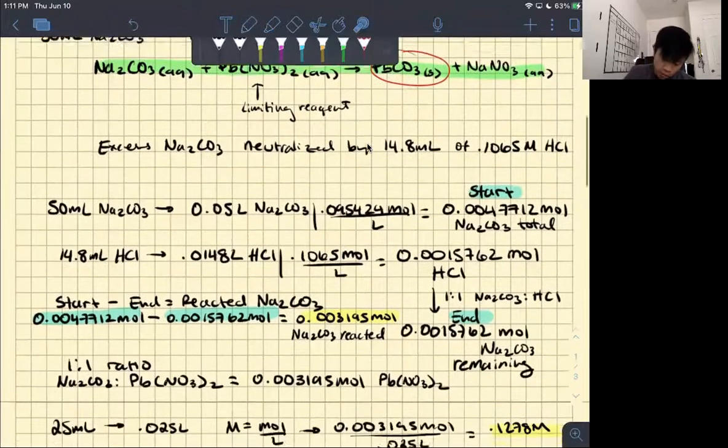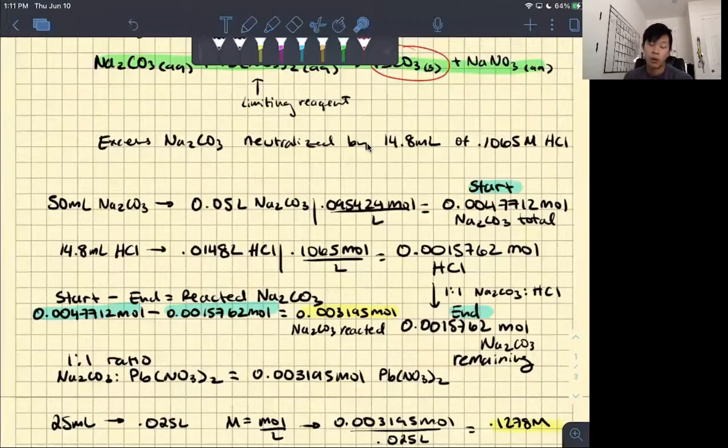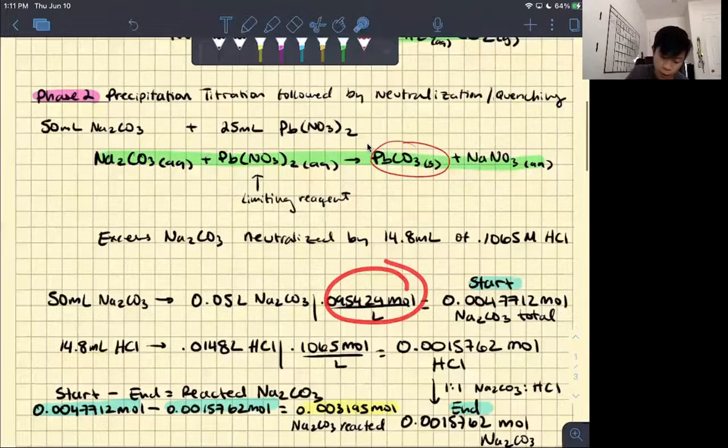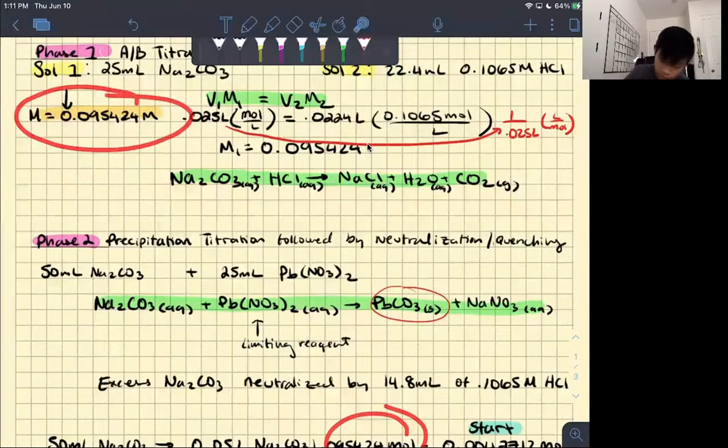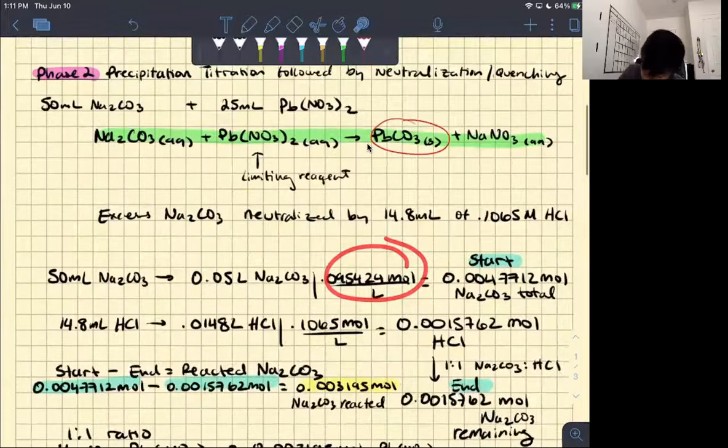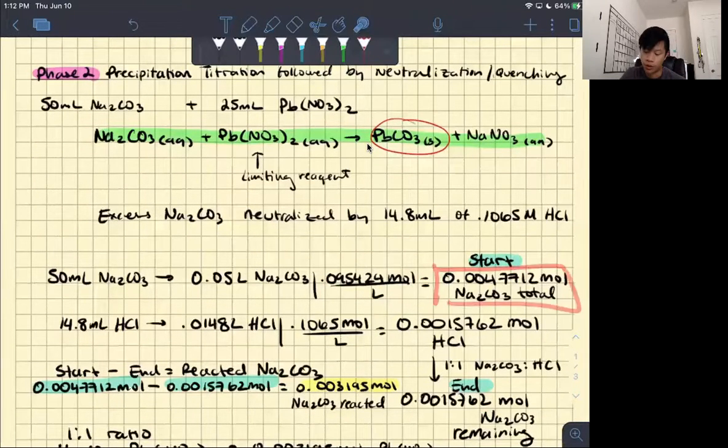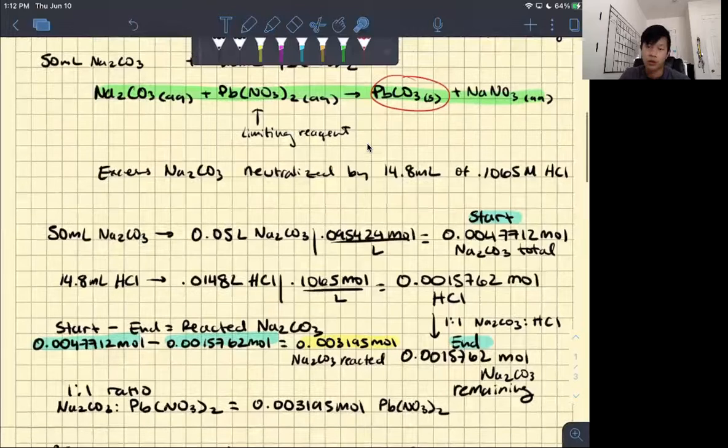So let's start doing the math. We want to know how many moles of Na2CO3 we had to begin with. So 50 mL of Na2CO3 is converted to 0.05 liters, times the molarity that we calculated earlier, which is right here, equals this number of moles of Na2CO3. So this is our starting value of Na2CO3.